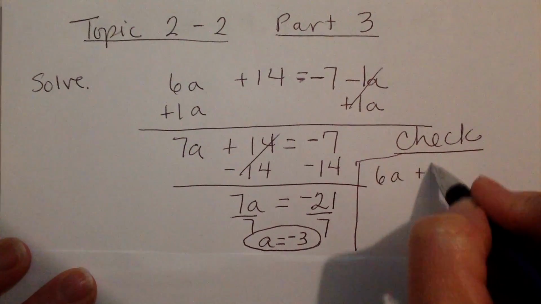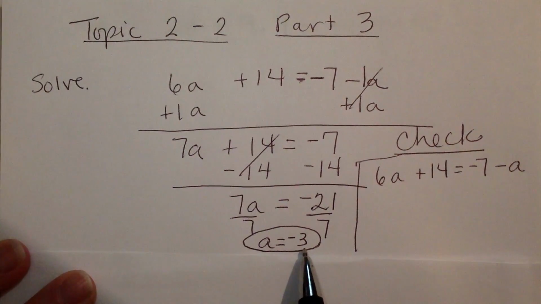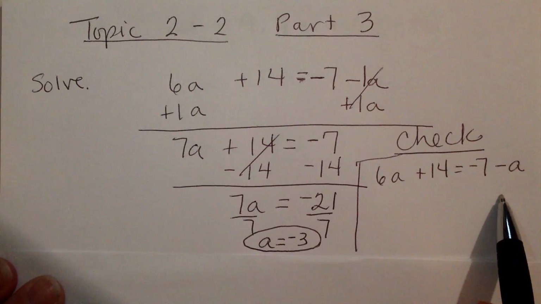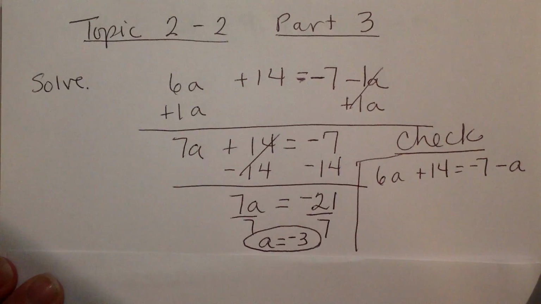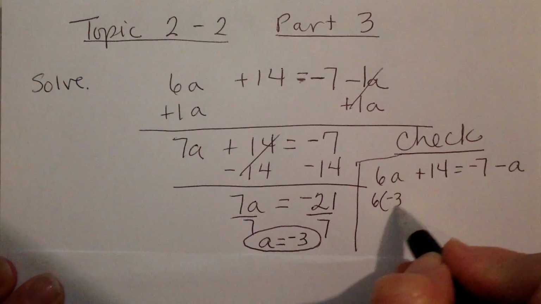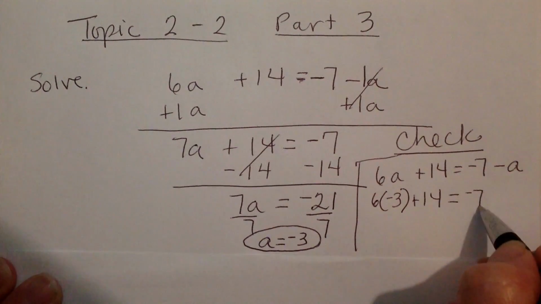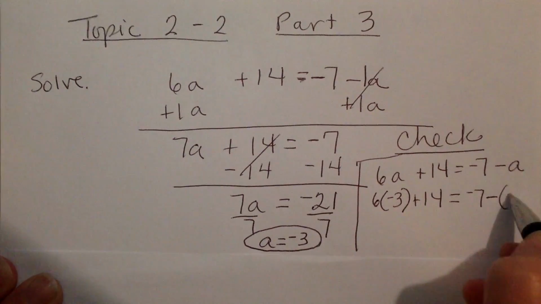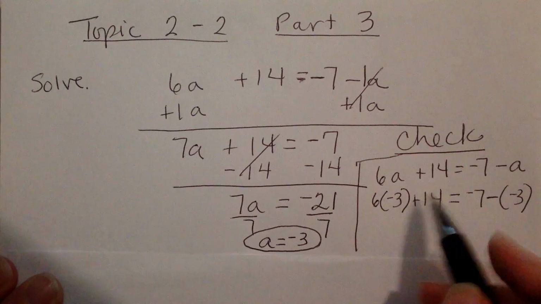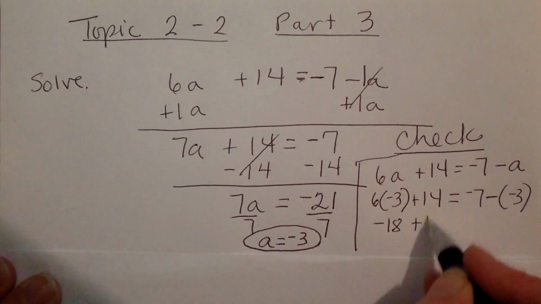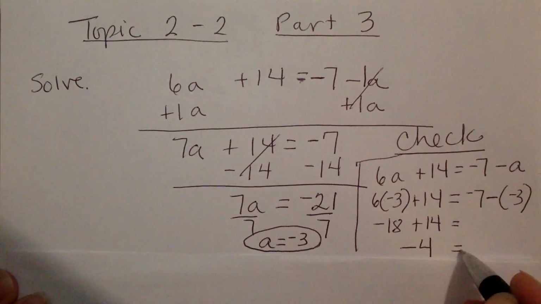Taking my original problem, I will substitute a is negative 3 back into the original problem, in for a, and we will see if the left side equals the right side. So you have 6 times negative 3 plus 14. Does this side equal negative 7 minus a, which is negative 3? Multiplying 6 times negative 3 is negative 18 plus 14. On the left side, I get negative 4. So let's see what I get on the right side.